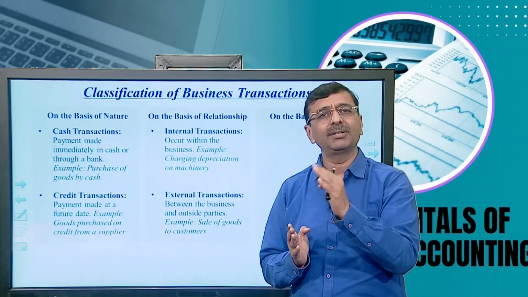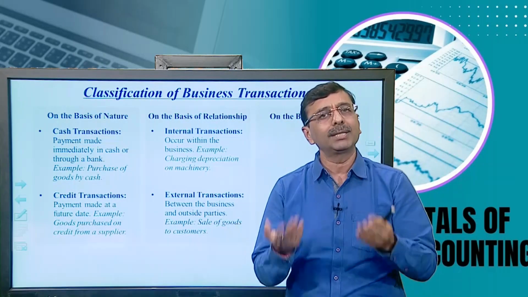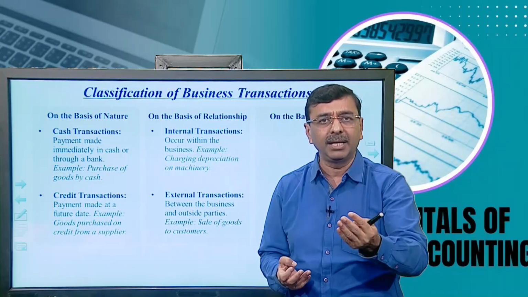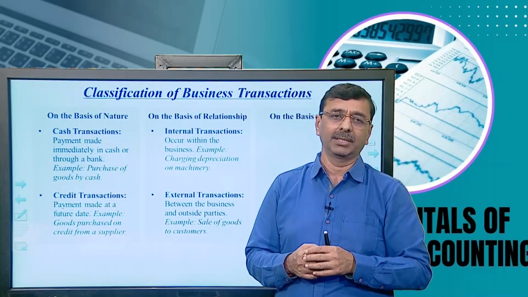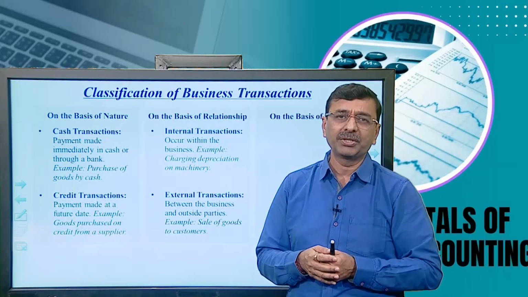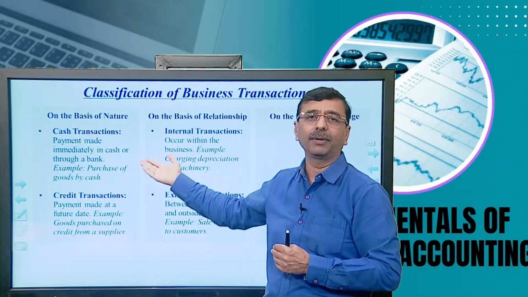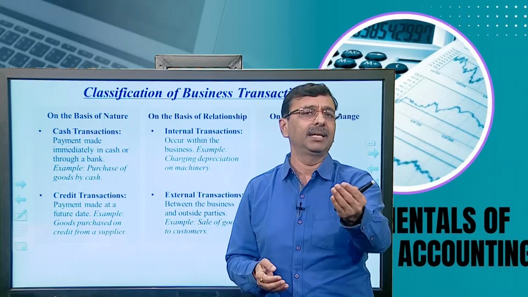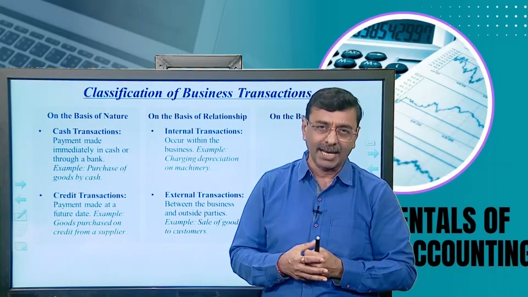On the basis of nature, a transaction is considered either a cash transaction or a credit transaction. What is a cash transaction? A cash transaction means the payment is made immediately at the time the transaction takes place. Like if you purchase goods on cash, or sell goods for cash, then at the time of purchasing or selling, the cash is immediately transferred. So that is considered a cash transaction.